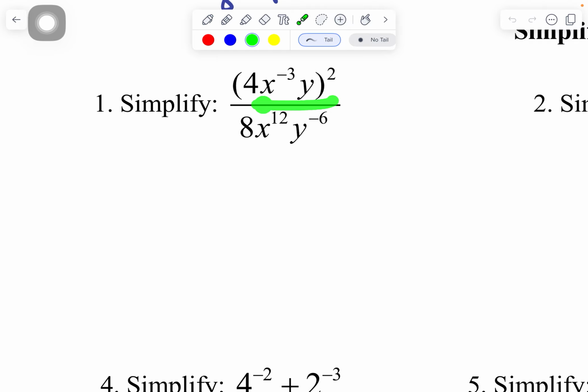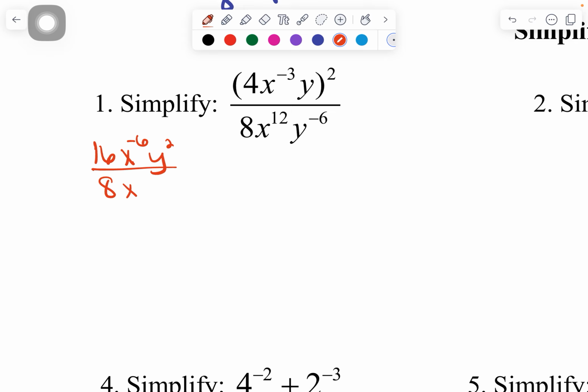We're going to start with the numerator, which is an expression raised to the second power. So we're going to do 4 squared, that's 16. X to the negative 3 squared, which is x to the negative 6. You multiply the exponents. And then y to the first squared, so y squared. That's going to be 8, x to the 11th, y to the negative 6th.